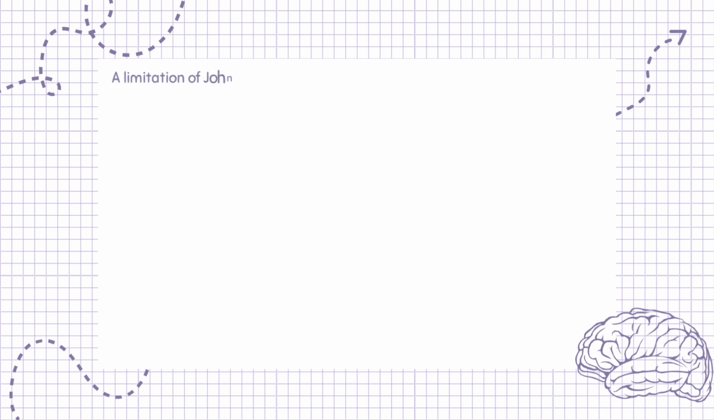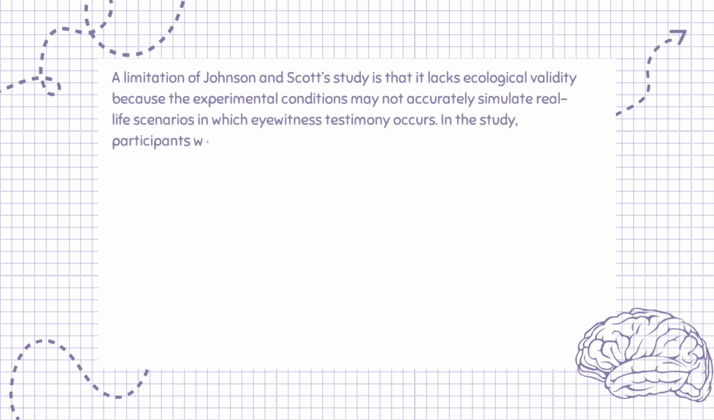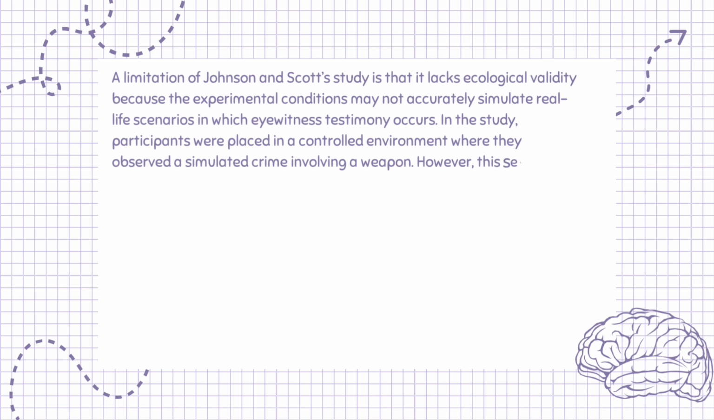A limitation of Johnson and Scott's study is that it lacks ecological validity because the experimental conditions may not accurately simulate real-life scenarios in which eyewitness testimony occurs. In the study, participants were placed in a controlled environment where they observed a simulated crime involving a weapon. However, this setup does not capture the complexity and unpredictability of actual criminal events.